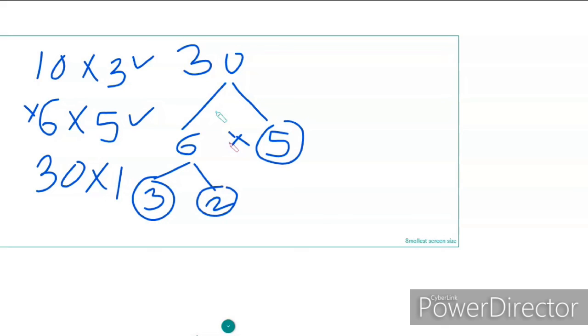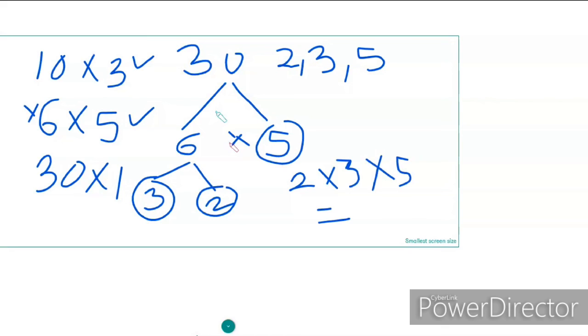So, the prime factors of 30 will be 2, 3, and 5. And to check, 2 times 3 is 6, and 6 times 5 gives you 30. So 2, 3, and 5 are the prime factors of 30.